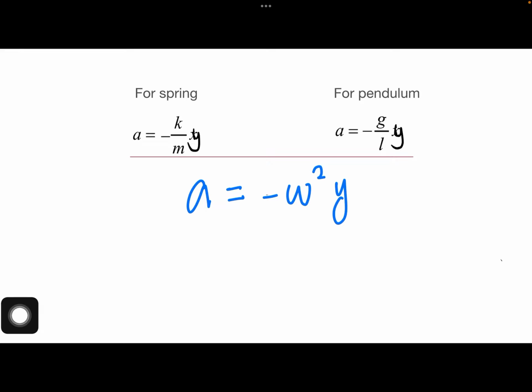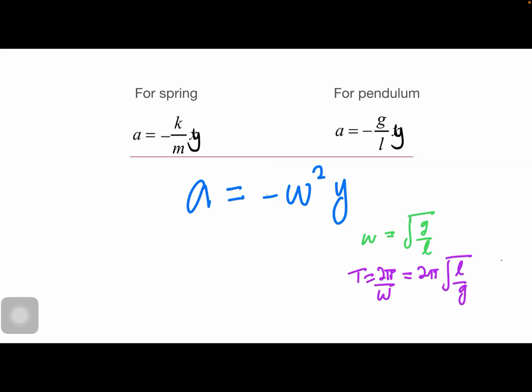Okay, next for pendulum, kita compare pula omega squared dengan g over L. So when we compare that, kita akan dapati the angular frequency omega is equal to square root of g over L, which is period is 2 pi over omega. So means that the period for pendulum is equal to 2 pi square root of L over g.